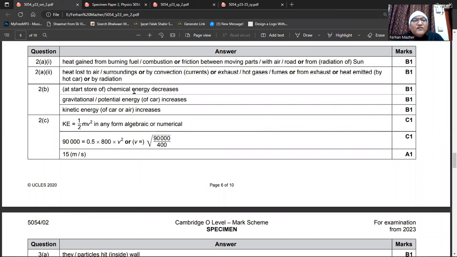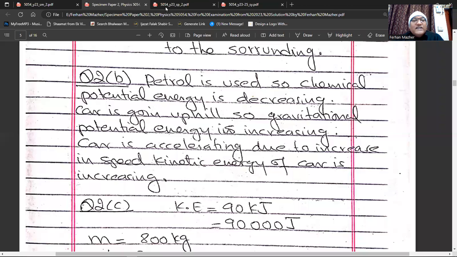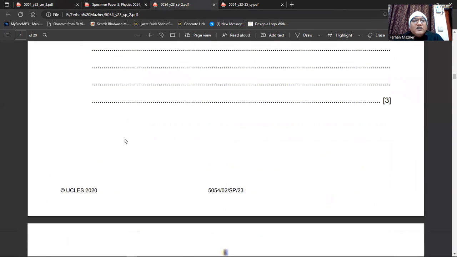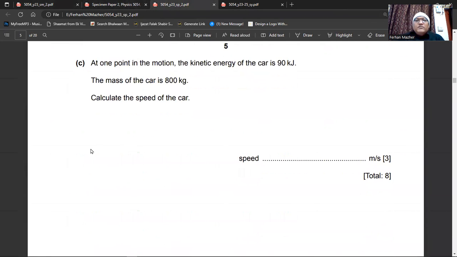At the start, store of chemical potential energy decreases, gravitational potential energy of car increases, kinetic energy of the car is increasing. So I think our answer is right. Okay, so question number 2, it's C part.